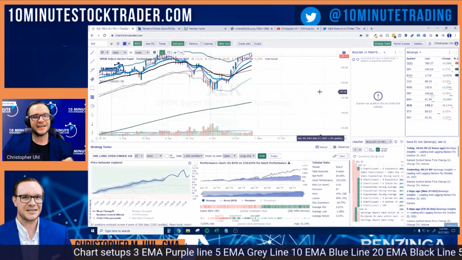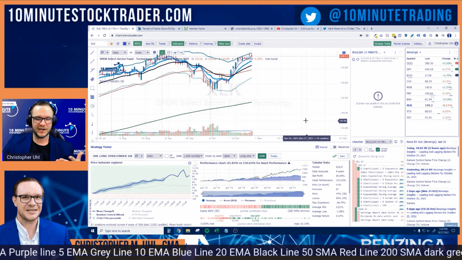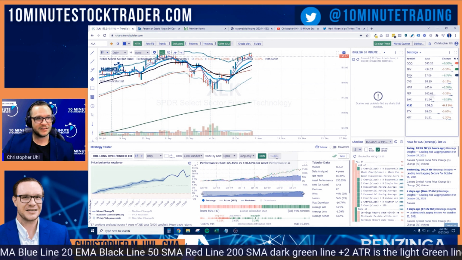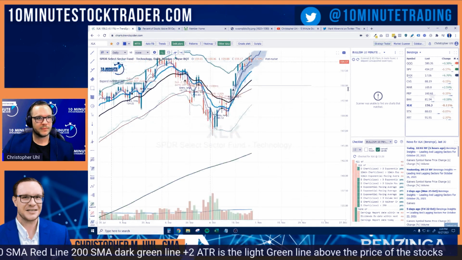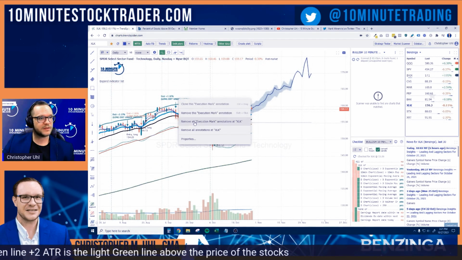XLK. This is the technology ETF, which, let's be realistic here. If you bought anything tech, of course it's gone up. 65% cumulative returns. Paint the trades on the chart. Yeah, this looks really strong for backtest.